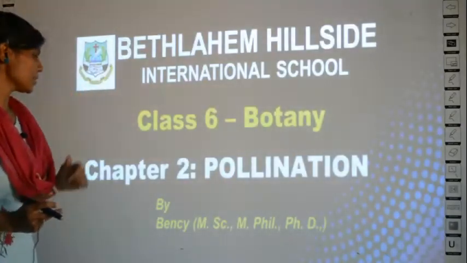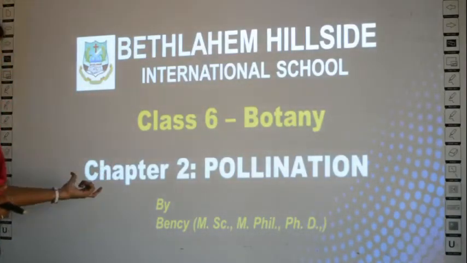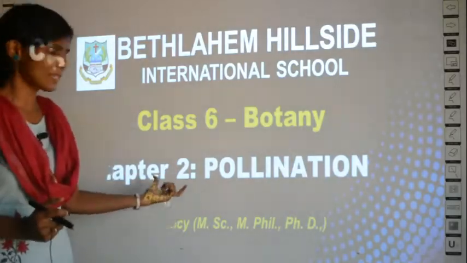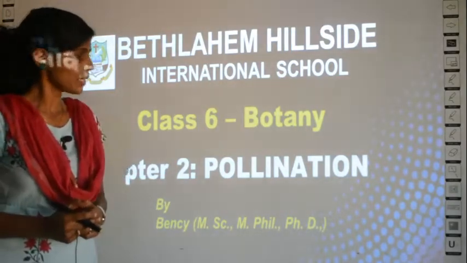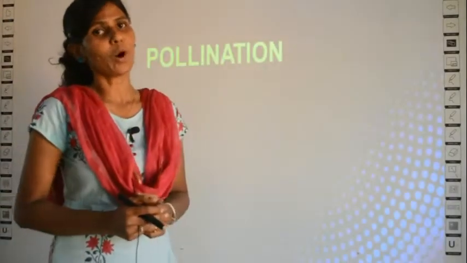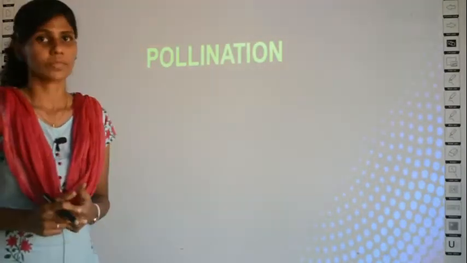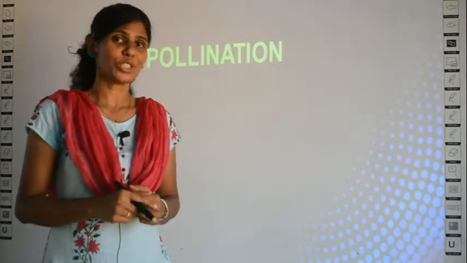So what are we going to study today? The continuation of chapter 2, which we started in our previous class, and today's topic will be about pollination. So we started chapter 2 the previous class, right? What did we study in our previous class? We had studied about the structure of flowers, right? So in today's class we learn the topic called pollination.